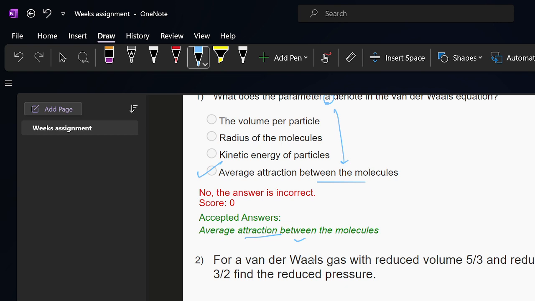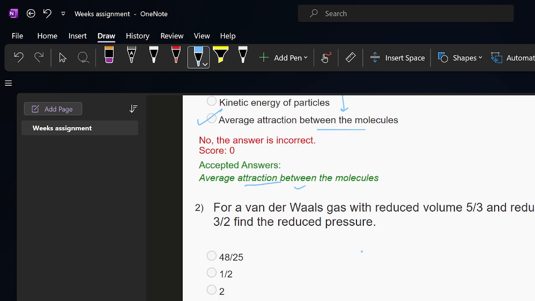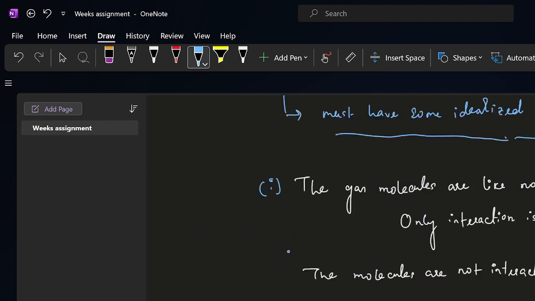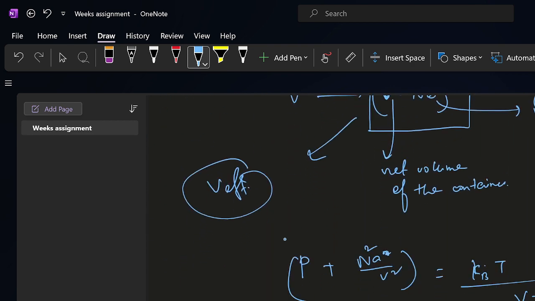So our second question is about the van der Waals gas with reduced volume 5 by 3 and reduced temperature 3 by 2. Then we have to find out what is the reduced pressure. First of all, to deal with reduced pressure, volume and temperature, you have to understand where this idea is coming from, what the actual relation is that we are going to use to solve this question. There is a mathematical formula involved here that we have to use.